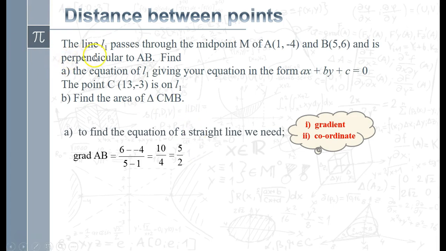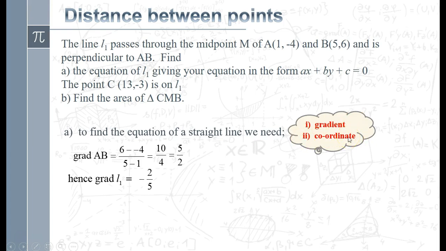And we're told in the question the line we want is perpendicular to AB. So using M1 M2 equals minus 1, that gives us the gradient of L1 is minus 2 over 5. So that's our first piece of information. We need the gradient. We've got that now. Let's go for the second piece of information.